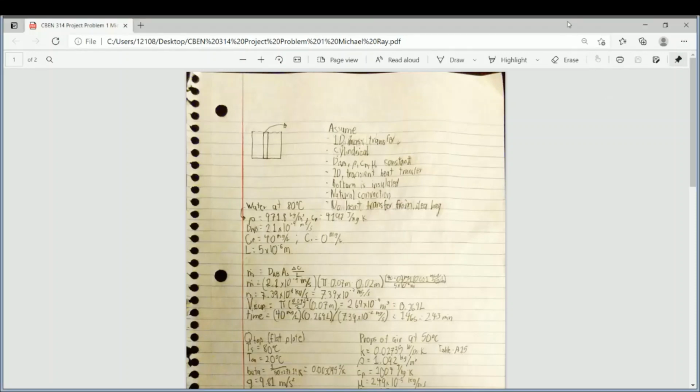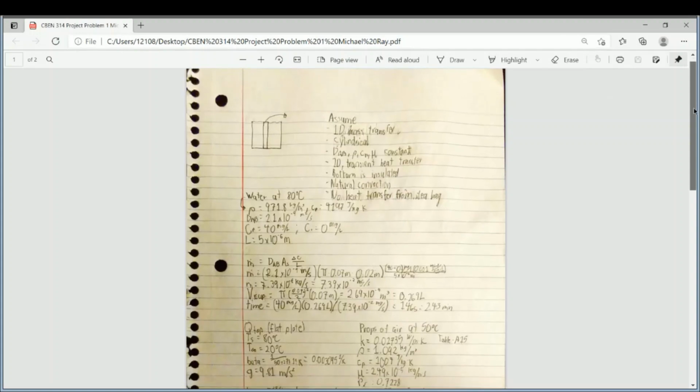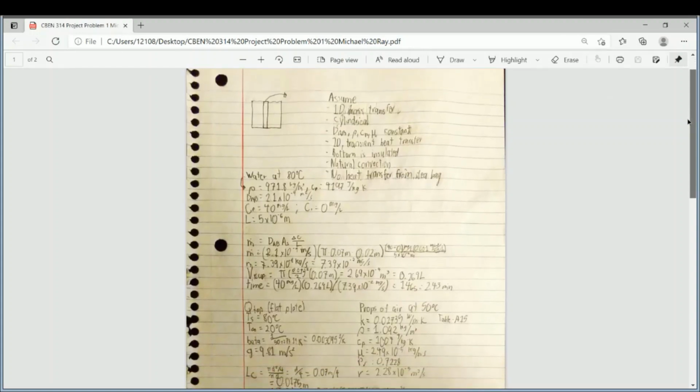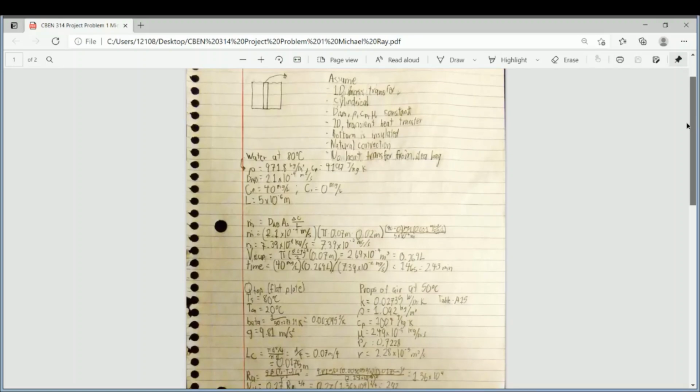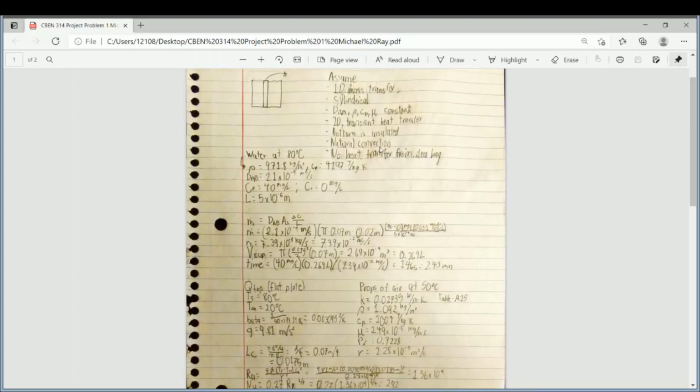So here's the first problem. It's going to be brewing tea in a cup. It is a mass transfer and a heat transfer problem. So we have all of our variables. For the water, for the mass transfer, where we're starting, it'll be in cylindrical coordinates.